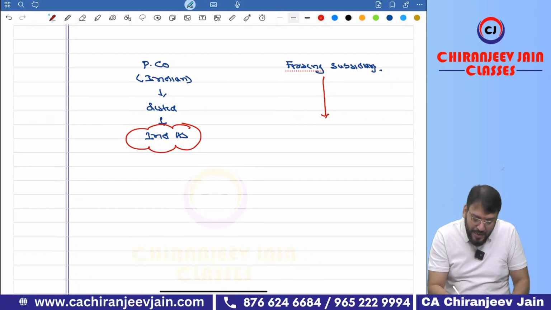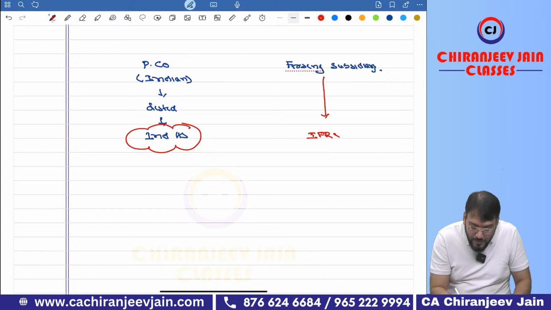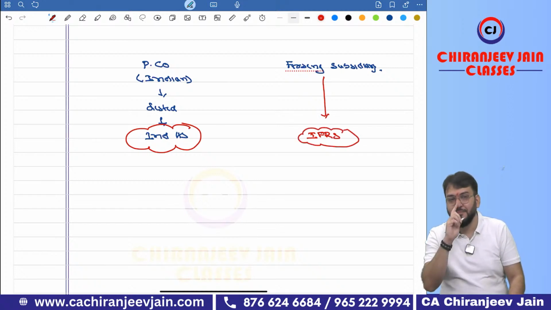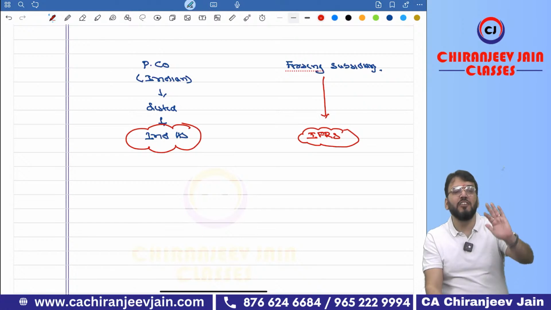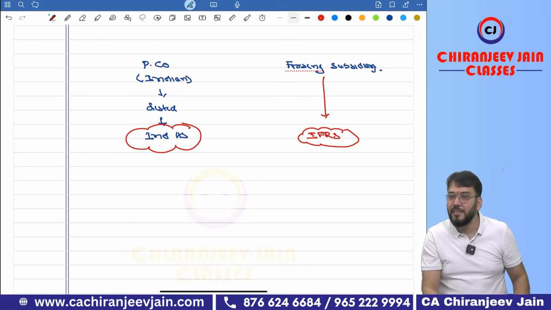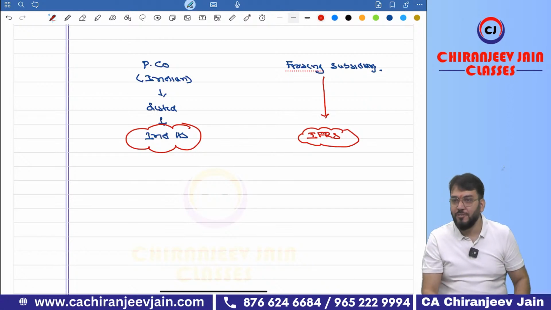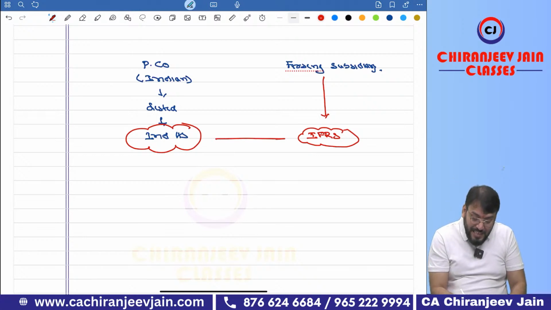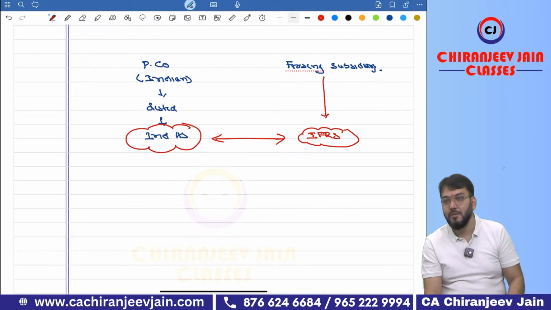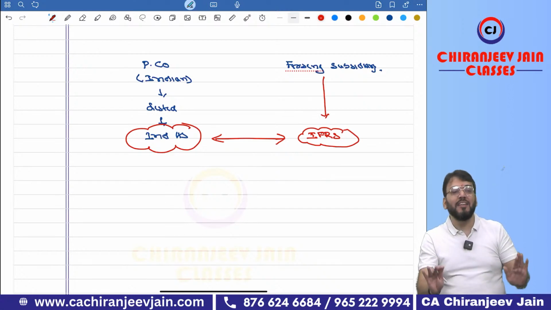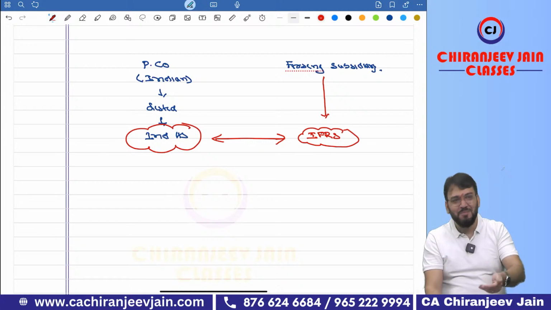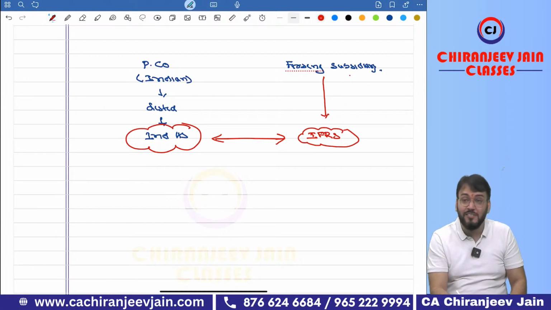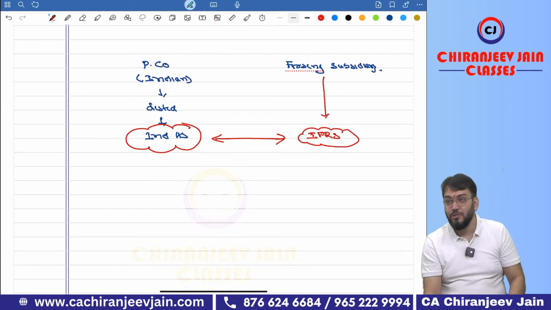And suppose IFRS is applicable. Suppose this company was listed in the London Stock Exchange and now IFRS is applicable. Quite possible or not? Correct. Now, are Ind AS and IFRS the same or not the same? Not the same, because we have already understood there are some differences. So you can't say that to foreign subsidiaries Ind AS is applicable.